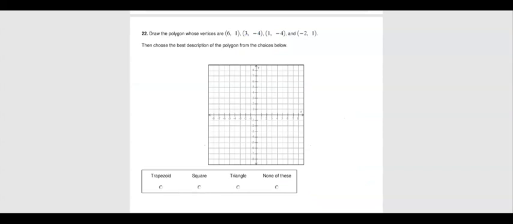Okay, so on number 22, it says draw the polygon, which means basically a shape that has more than 2 sides. So it says a polygon whose vertices are that. So here's your ordered pairs. So we're going to have to plot these. So you're going to go positive 6 and up 1, which would end up being right here, right? So you're going to go over to the right 6 and then up 1.